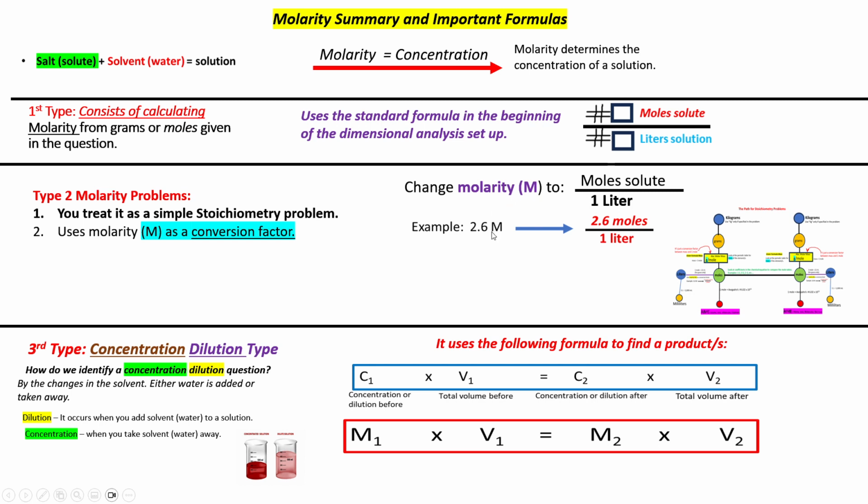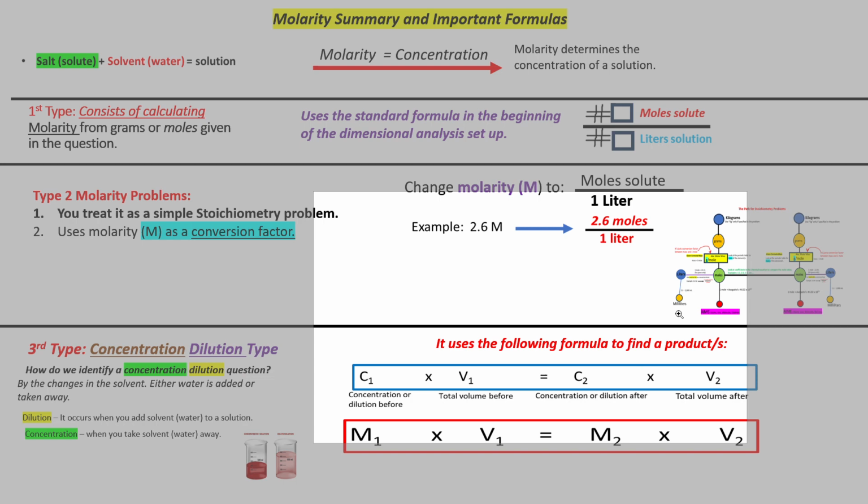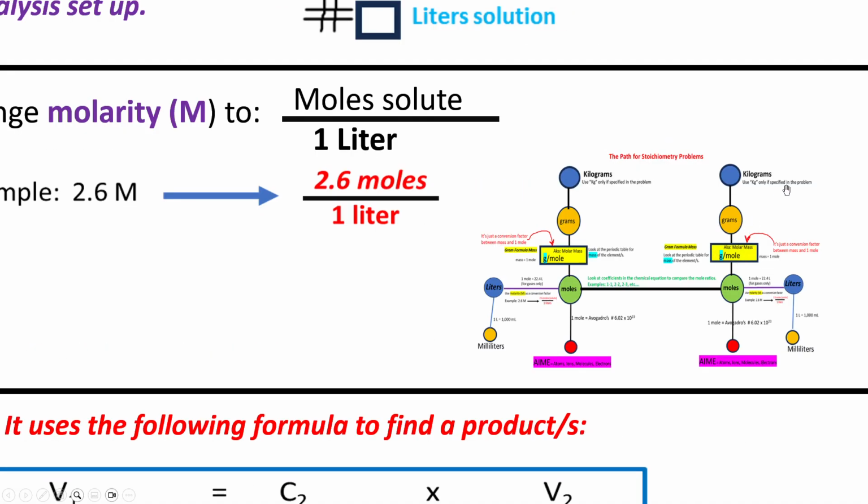For example, let's say they give you 2.6 molar. We're going to change it to a conversion factor, which is going to say 2.6 moles over 1 liter. And again, you have your stoichiometry path that you can follow. As an example, let's say they want you to go from milliliters to grams. You would start here, use this conversion factor, and arrive in liters, and then you would use the conversion factor on the bottom, and go up until you get to grams.